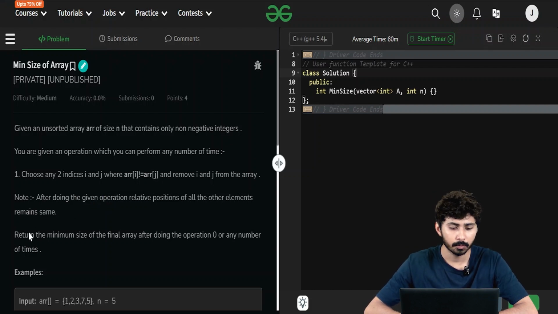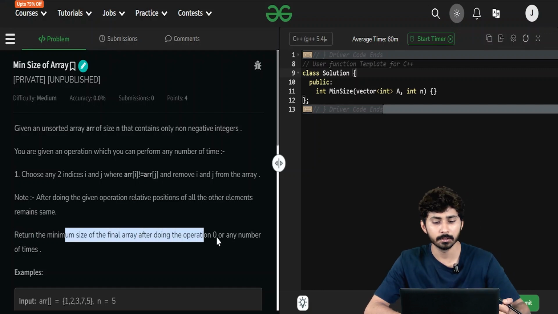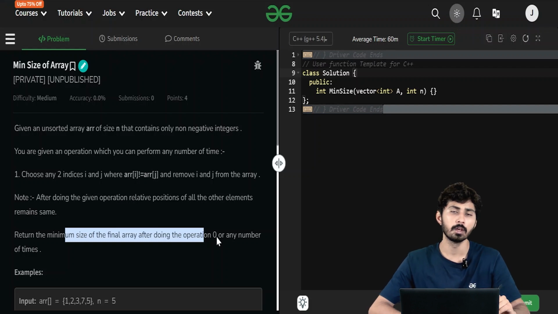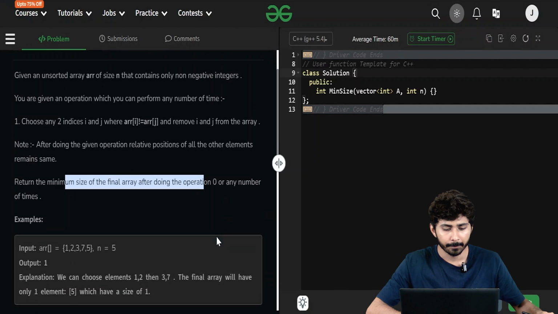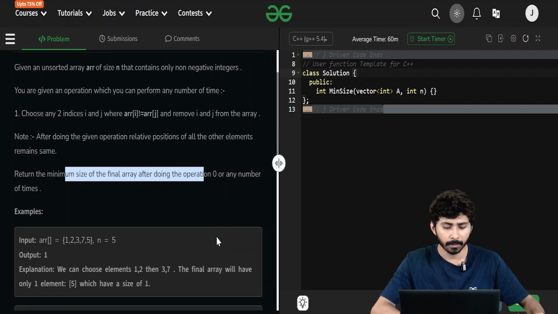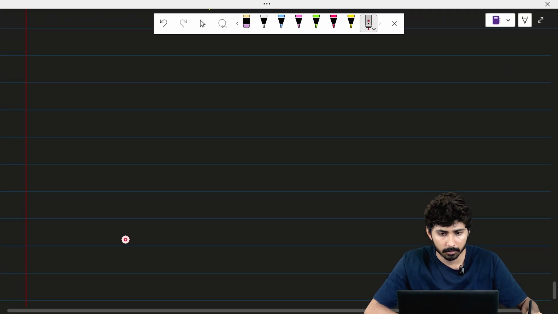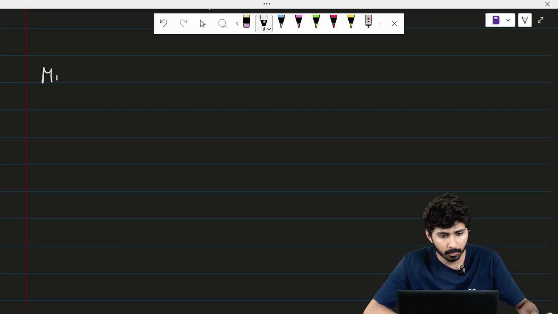You can apply the operation any number of times. You have to return the minimum size of the final array after doing the operation zero or any number of times. Okay, so let's see some examples and try to understand what we are supposed to do. So this is the minimum size of the array.